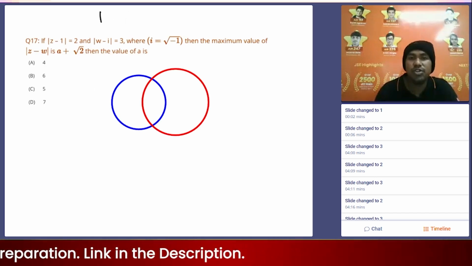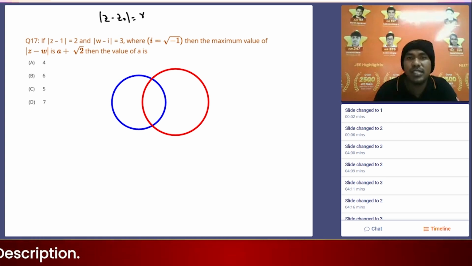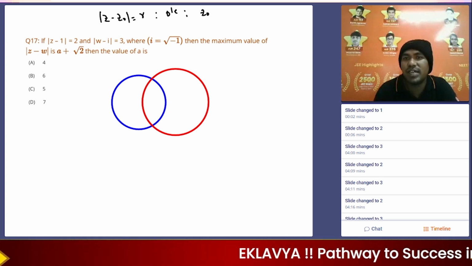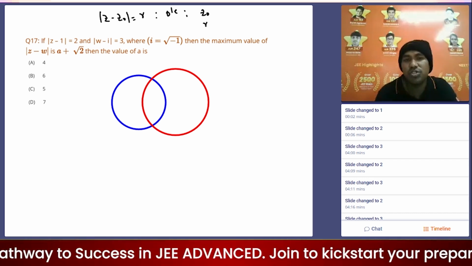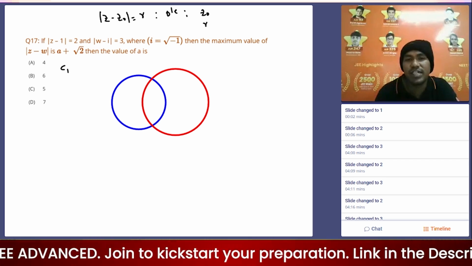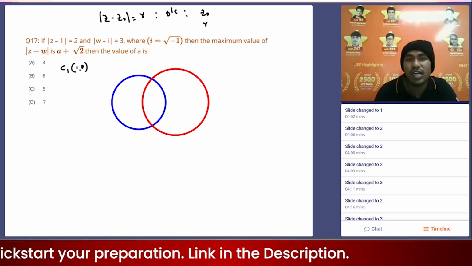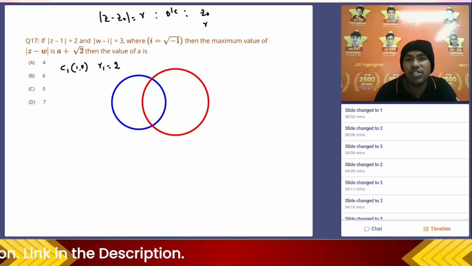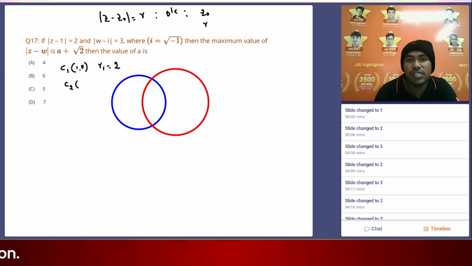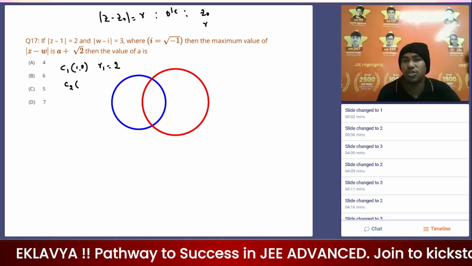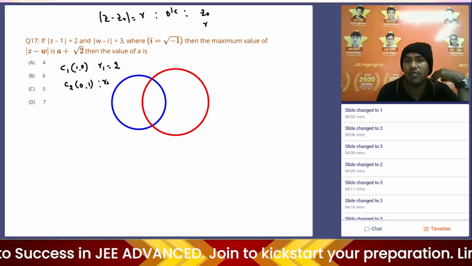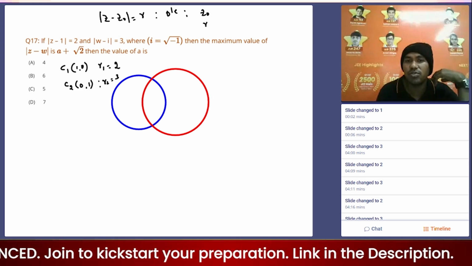Yes, you know the mod of z minus z naught is equal to r, it represents a circle having center at z naught and radius r. Now z minus 1 is equal to 2, that means the center for this one, c1, is 1 comma 0 and radius r1 is equal to 2. And what about c2, the center of the second circle, w minus i? The real part is 0, only the imaginary part is there, so 0 comma 1. And r2 is equal to 3.